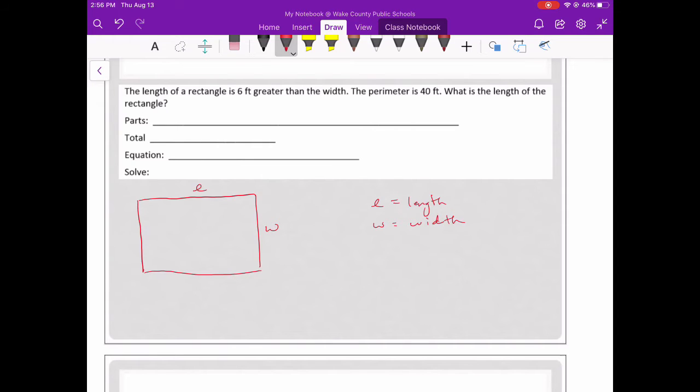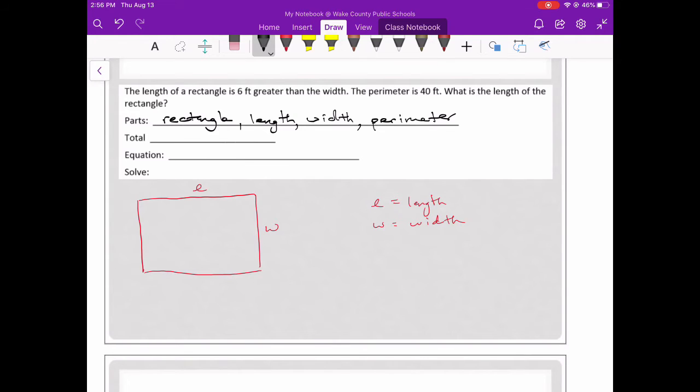All right, so right away, the important things that stand out to me in this is we're talking about a rectangle. We're talking about length. We're talking about width. And we're talking about perimeter. Even if you don't write those down, you can circle those words, or they should certainly be adding to what your picture says.